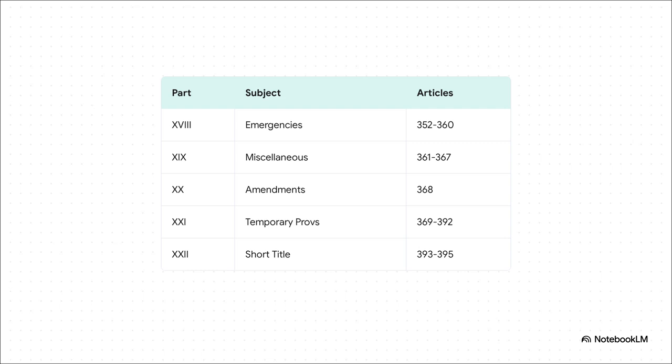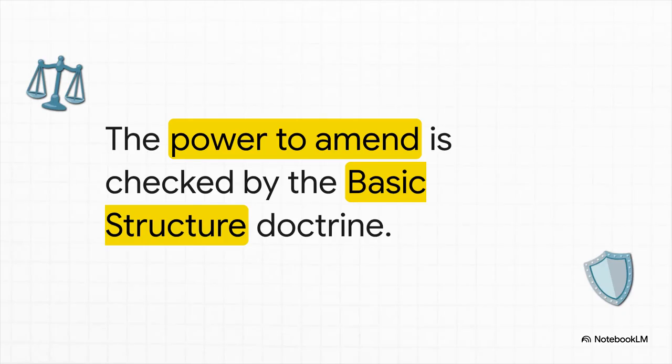It's just a single article, Article 368, but it holds the actual procedure to amend the Constitution itself. Finally, Parts 21 and 22 handle temporary provisions, short titles, and repeals, officially closing out the massive document at Article 395. Now, I really want to zoom in on Part 20, Article 368 for a second, because this is so crucial.